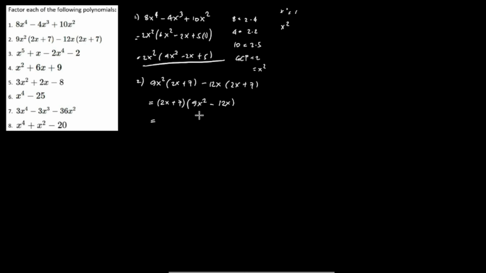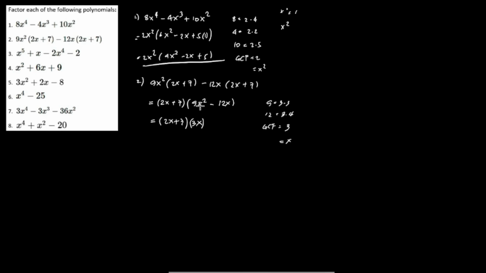Check if this is the final factor. If not, then you continue. 2x plus 7. And check for the factor of 9. 3 times 3. The factor of 12 is also 3 times 4. And the GCF is equal to 3. And for the variable x, the lowest exponent is 1. So therefore, the GCF is x. And then factor out 3x. And this is 3x, and open close parenthesis.